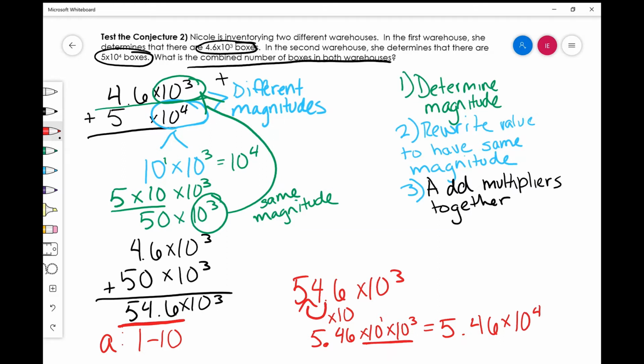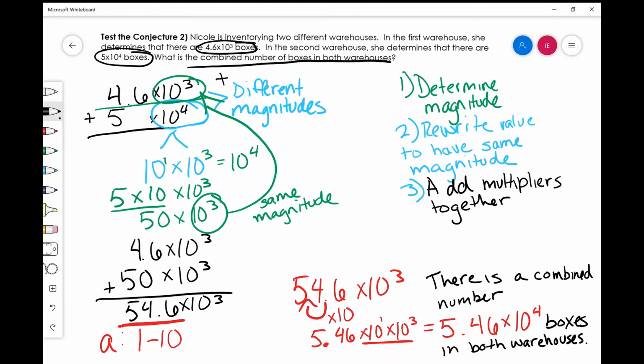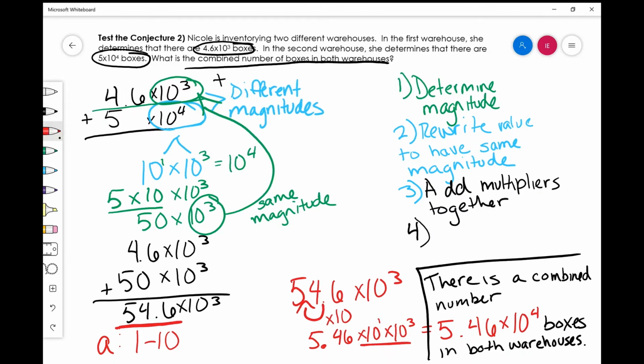Now that I'm in proper scientific notation, I can write out my sentence. Remember that our last step is to convert into proper scientific notation, meaning our value of A is between 1 and 10. Now that you guys have the steps in adding or subtracting numbers in scientific notation, go ahead and complete your independent practice and your exit ticket on your own.